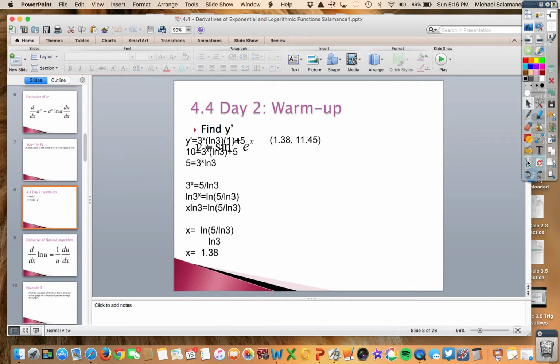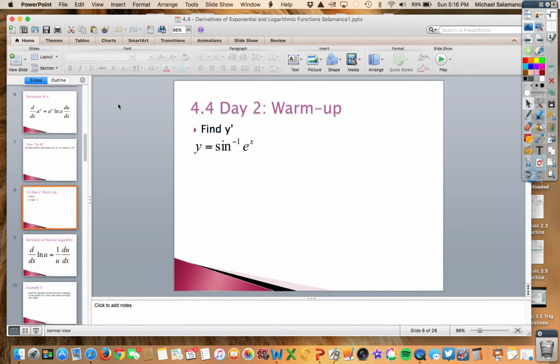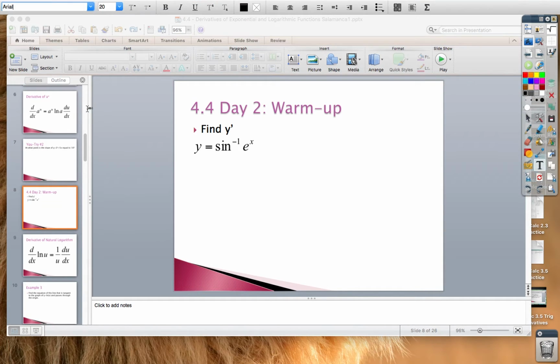So let's try another quick problem. We're going to do sine inverse of e to the x. Remember, the general formula for the derivative of sine inverse is 1 divided by the square root of 1 minus u squared, times du dx. And so we're going to do that here.